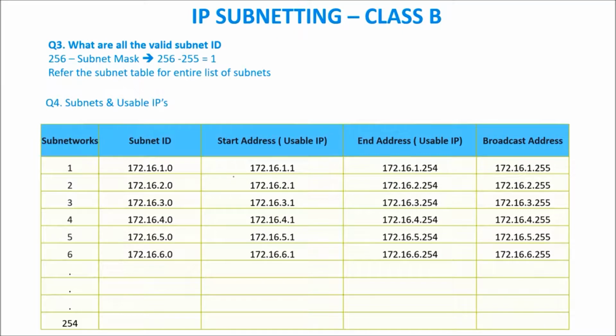So how is it done? This is the way you have to write. It is 256 minus 255, which is 1. So it will increment in the range of 1: 1, 2, 3, 4, till 255 it will go. Then you will get all the details. 254 segments it will go, and at 255 it will stop.